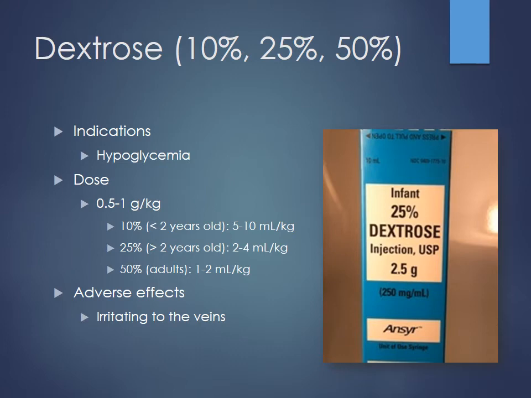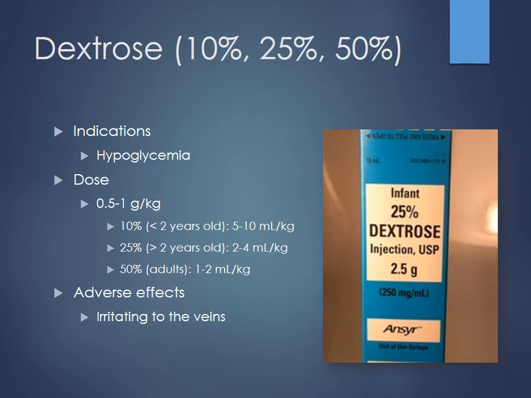So you can see some ranges here, and this is typically what we'd see in our order sets for reversing hypoglycemia. For D50, 1 to 2 mLs per kilogram for an adult, versus 2 to 4 for the D25, which makes sense because this is half as concentrated, so you're going to see double the dose as far as volume goes. And for D10, usually around 5 to 10 mLs per kilogram. You'll sometimes see this being given along with insulin, and when we talk about hyperkalemia, you'll see that.